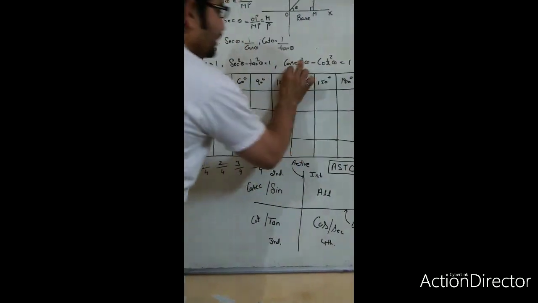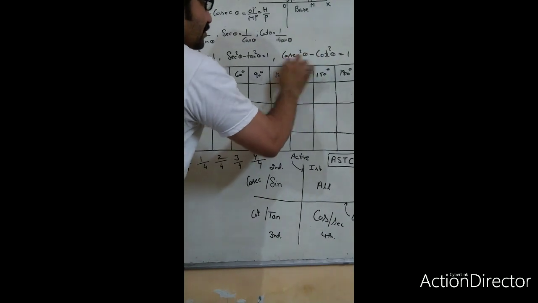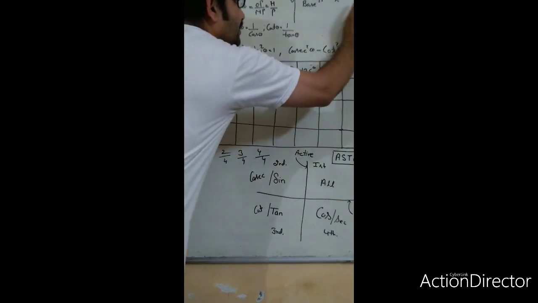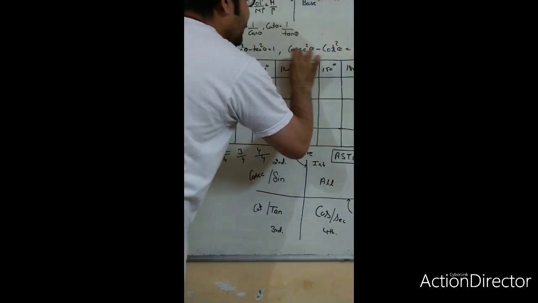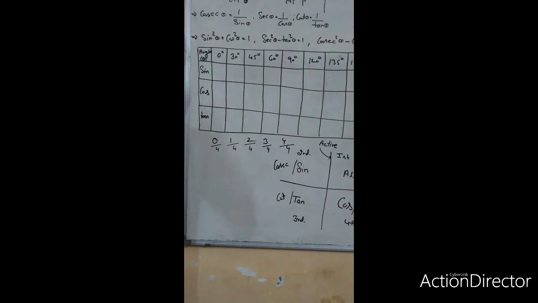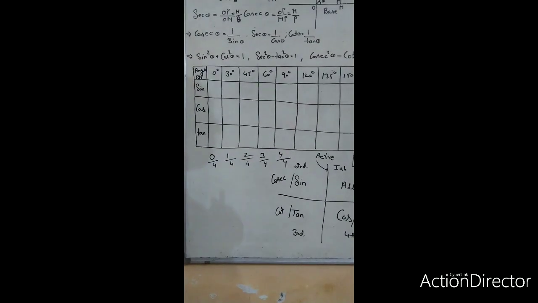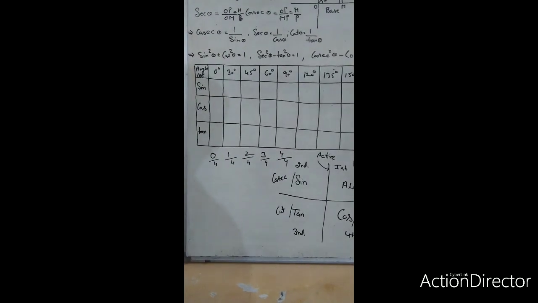And there is another relation: cosecant square theta minus cot square theta equals 1. If we take cot square theta to the other side, 1 plus cot square theta is equal to cosecant square theta. In this way, these relations are very important and useful for solving trigonometric problems, which we will discuss later.